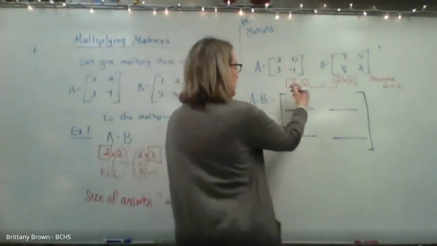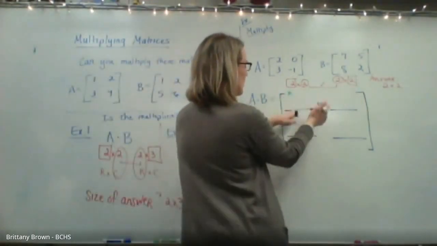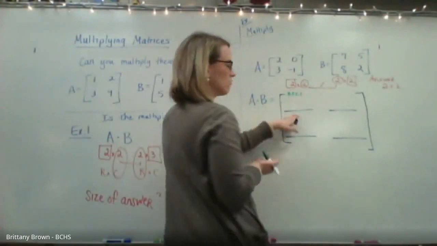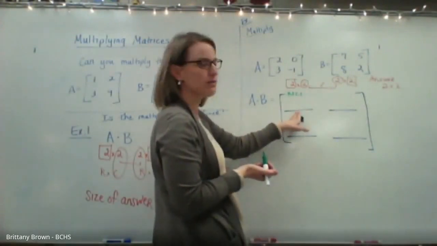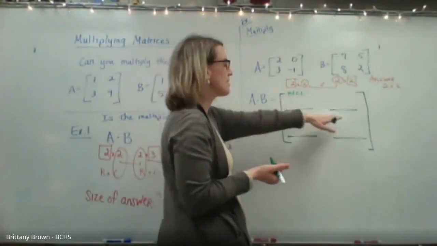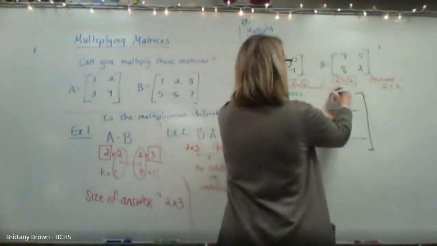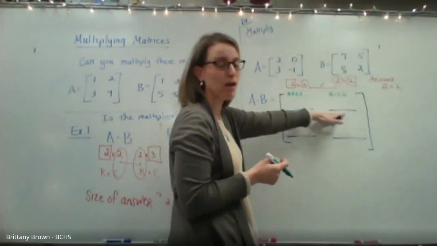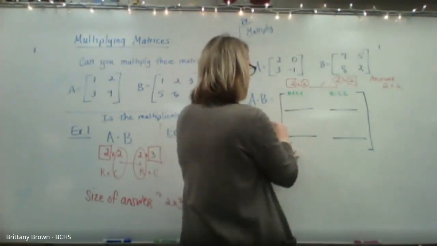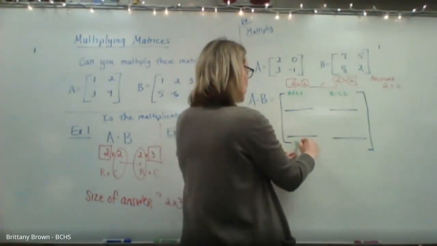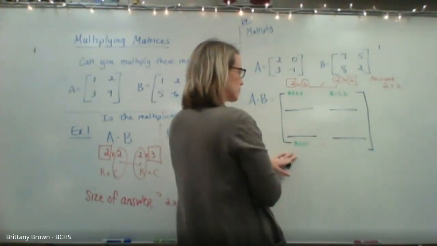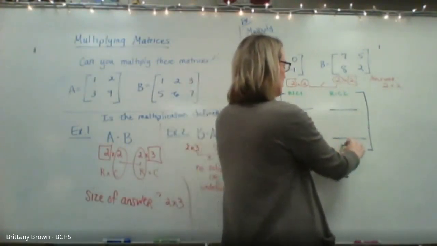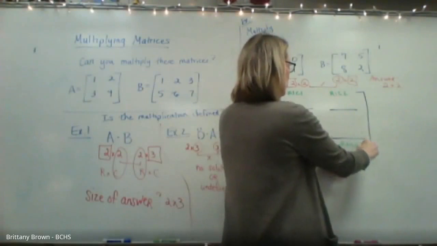All right, so look, this element right here is row 1, column 1. I label it R1, C1. This is R1, C2, isn't it? This is row 1, column 2. This is telling me what to multiply. All right, then down here, this is row 2, column 1. And this last one is row 2, column 2.